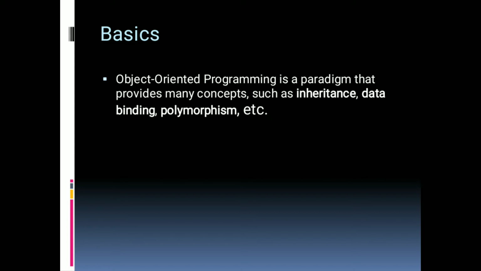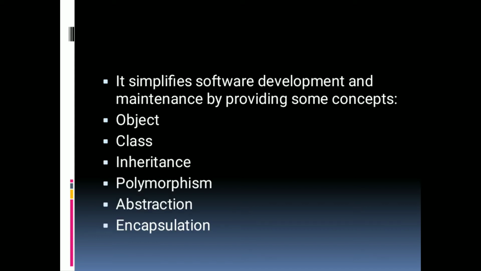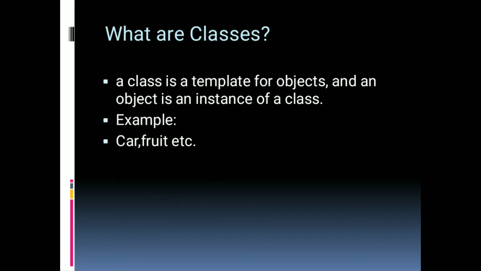Basics. Object oriented programming is a paradigm that provides many concepts such as inheritance, data binding, polymorphism, data abstraction, etc. It simplifies software development and maintenance by providing some concepts like object, class, inheritance, polymorphism, abstraction and encapsulation.